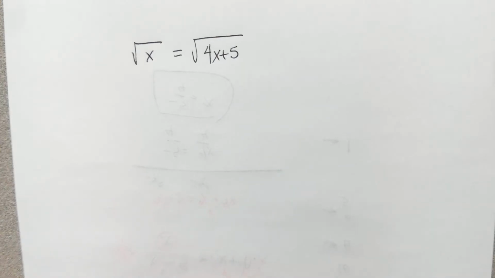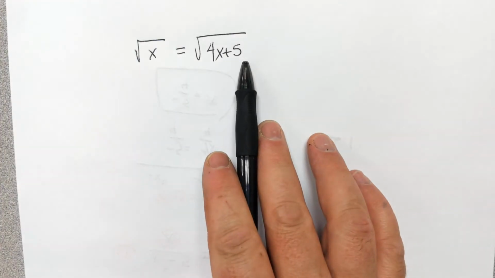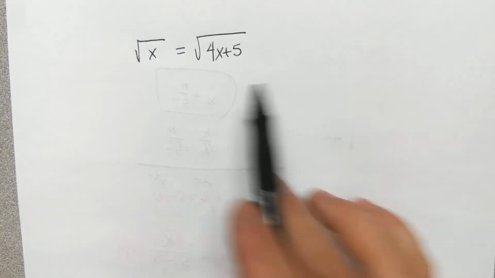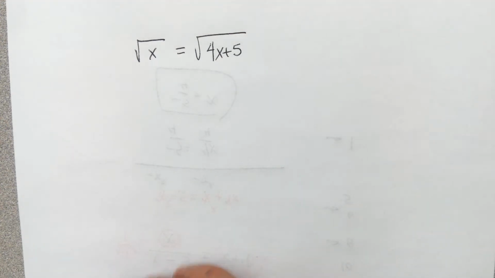What happens when you square a square root? Yeah, do it to the other side too. When you square a square root, so you do it to one side, you got to do it to the other. But what happens to the square root when you square it? It disappears. It goes away. So this one, the square root's going to go away when you square both sides. And then it's not going to turn out to be too difficult.